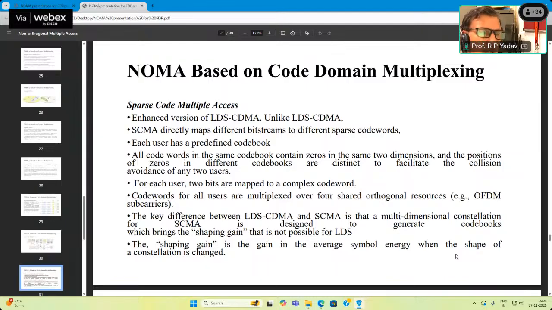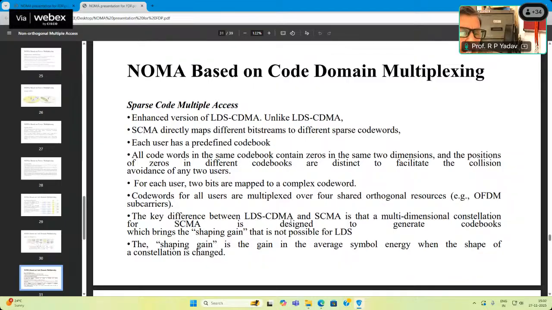Each user has a predefined code book. All code words in the same code book contain zeros in the same two dimensions, and the positions of zeros in different code books are distinct to facilitate collision avoidance. These zeros are not at the same location for these particular code words. For each user, 2 bits are mapped to a complex code word. 2 bits are taken for each user, and then they will be mapped through their code word to the corresponding final encoder output. Code words for all users are multiplexed over 4 shared orthogonal resources, OFDM subcarriers.